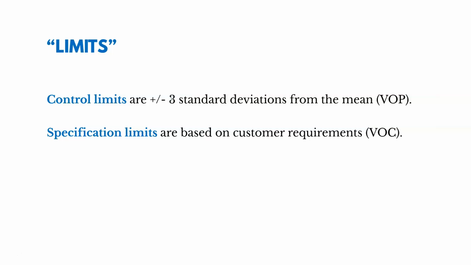Now we should talk at this point about two different types of limits. On our control chart, we set these things called control limits. They're statistical, and they are plus or minus 3 standard deviations from the mean. We could also call this the voice of the process. Specification limits are different. They're based on customer requirements, the VOC. And so it's important to note here that even though the control limits are shown, it might not be the specification limits. Specification limits could be narrower, or they could be wider than those control limits.